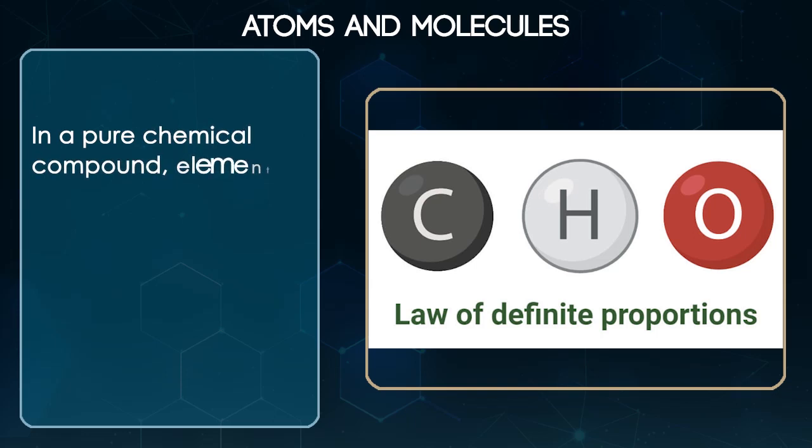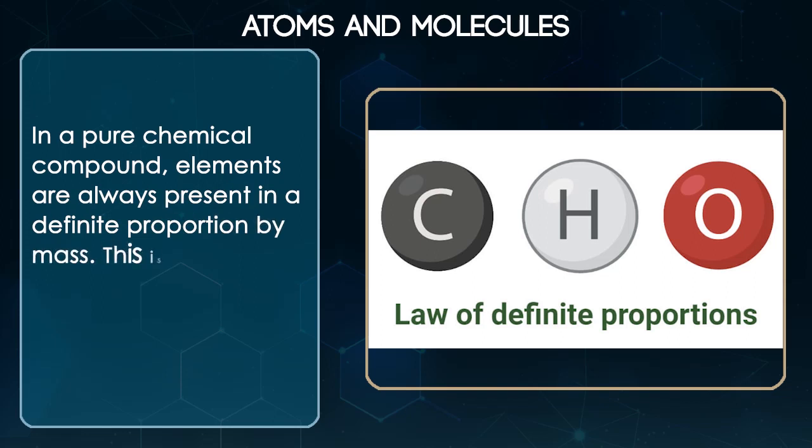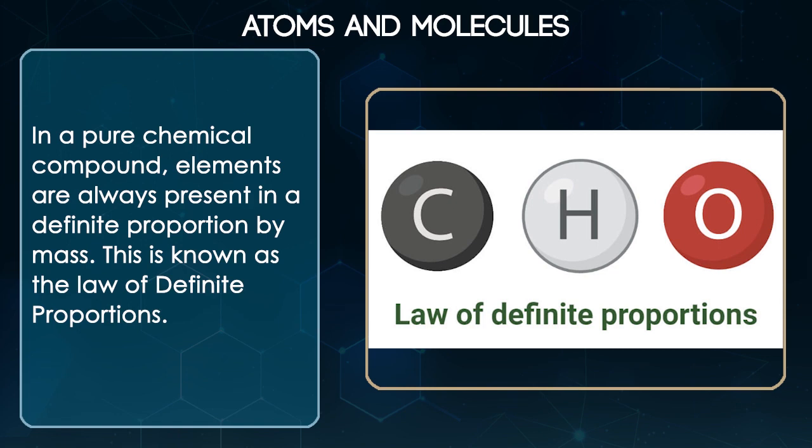In a pure chemical compound, elements are always present in a definite proportion by mass. This is known as the law of definite proportions.